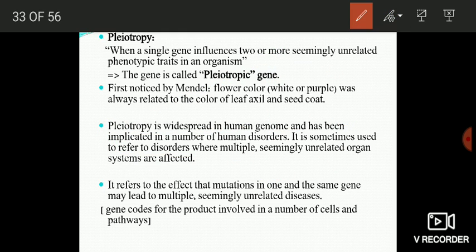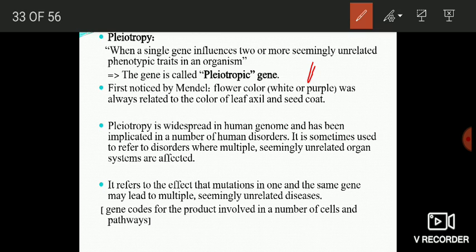Nowadays, due to recent advancements in the science of genetics, it has been found that pleiotropy is widespread in the human genome. It is abundant in the human genome and has been linked to a number of human disorders. Okay, and it is sometimes used to refer to the disorders where multiple seemingly unrelated organ systems are affected. Say for example, you have an individual, and in that individual a number of unrelated organ systems are affected. It can be a consequence of pleiotropy.